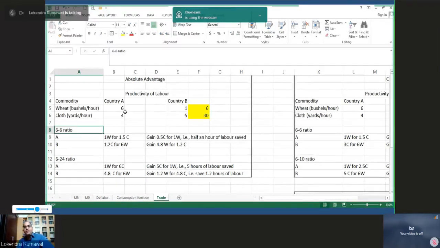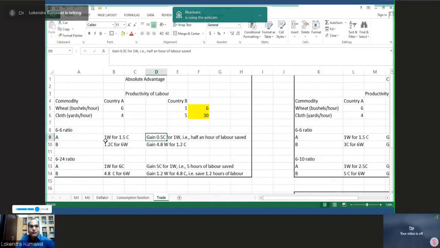Against 1 hour worth of wheat, that is 6 units of wheat, country A is getting 1.5 hours worth of cloth, because for 6 units of cloth, country A will have to spend 1.5 hours. So it is gaining cloth worth half an hour of labor. Against 1 hour worth of wheat, it is gaining half an hour worth of cloth. That's a gain to country A. Look at country B.